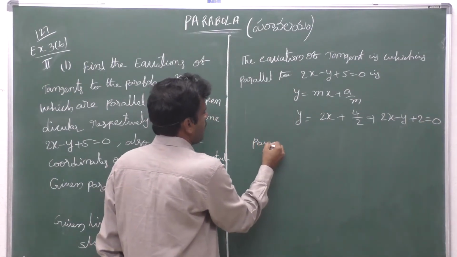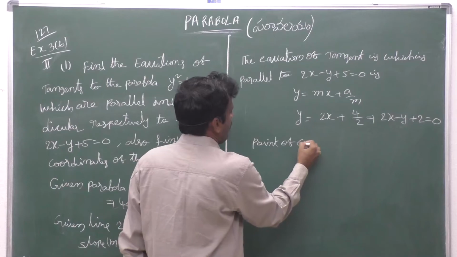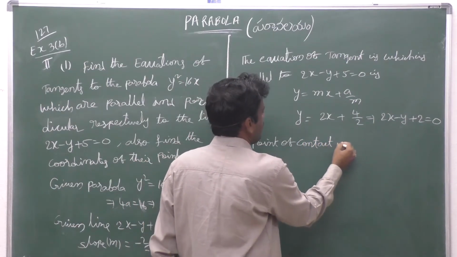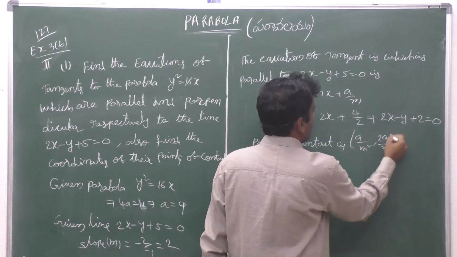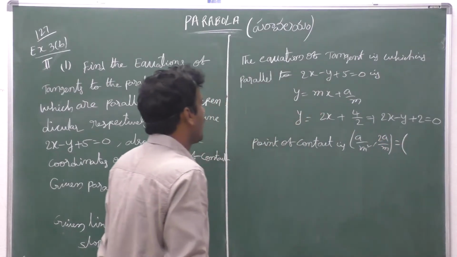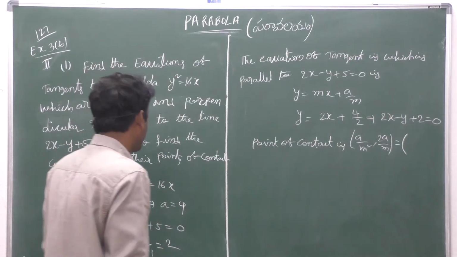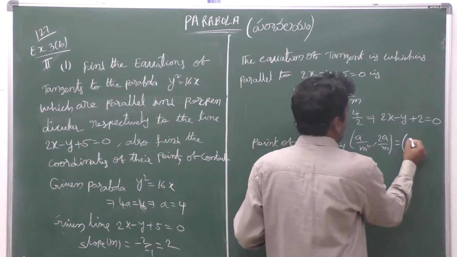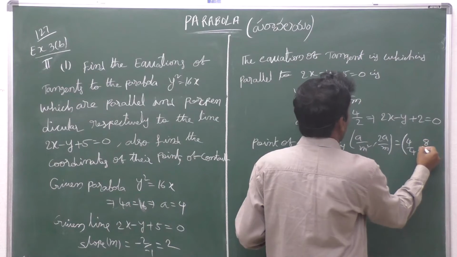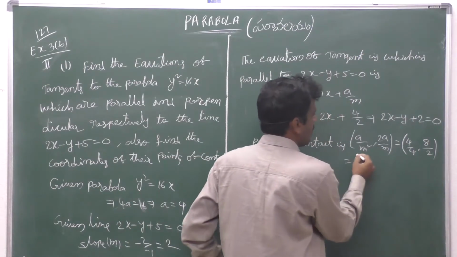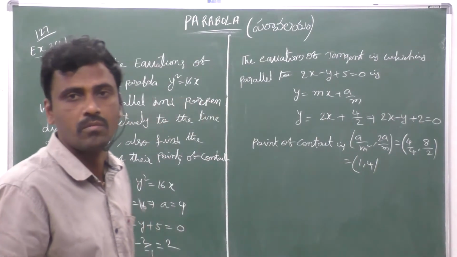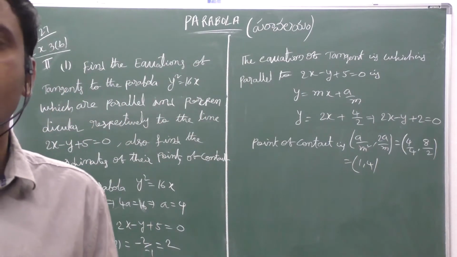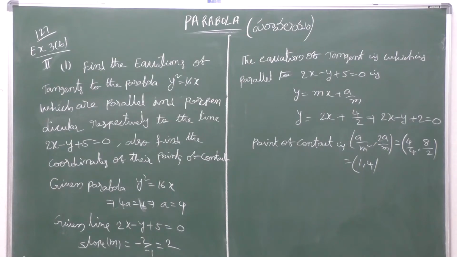Next, the point of contact is (a/m², 2a/m). That is 4/m², with m = 2, and 2a/m = 8/2. That is (1, 4). First of all, find the tangent equation. Okay.